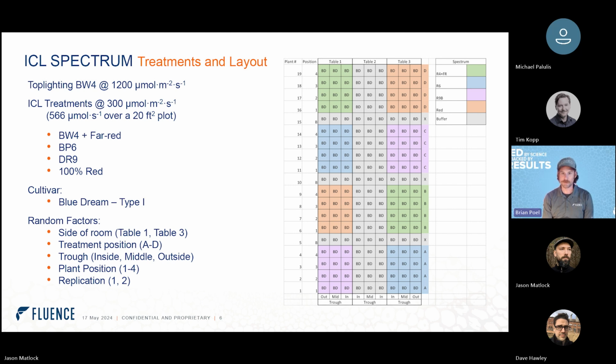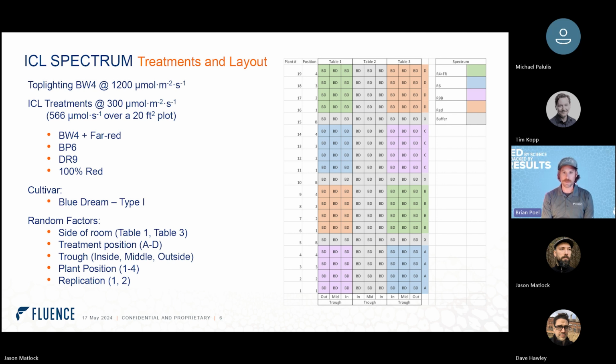So we looked at Blue Dream in this case. We've got a lot of historical research on it. We've been using that cultivar for about 4 years, so we really know how it performs under different conditions. And then down at the bottom there, we've got our random factors, and these are things that we pay attention to because they may provide some plant-to-plant variability in addition to those actual treatments themselves.